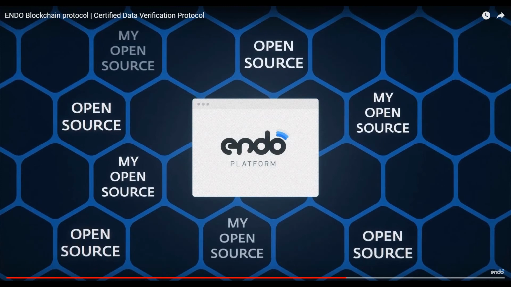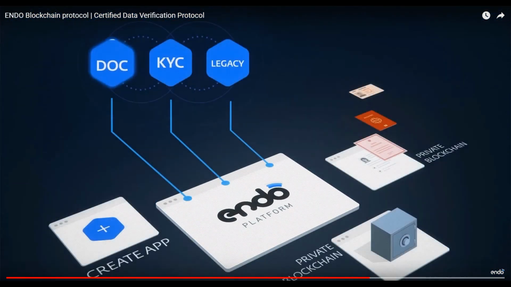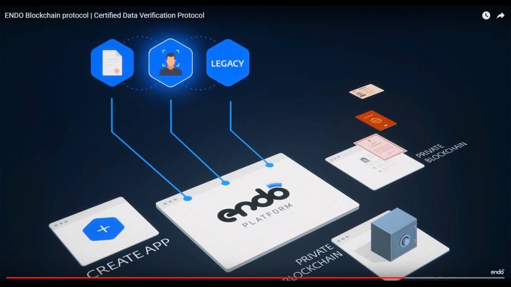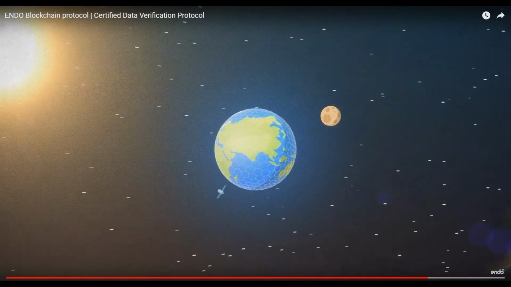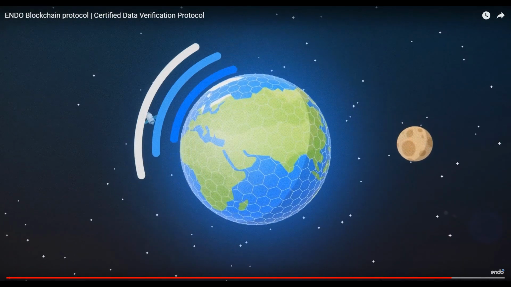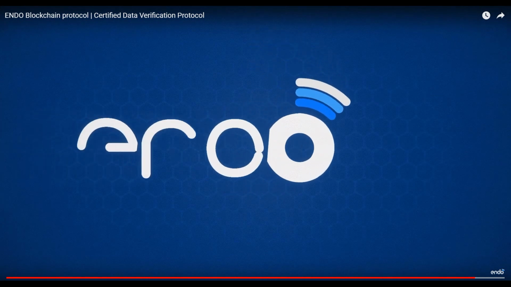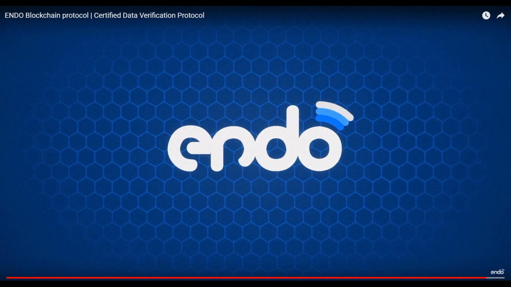Based on flexible protocol architecture, we implement end-user services: document management in Endo Documents, identity verification in Endo KYC, value verification in Endo Legacy. Endo erases boundaries, is accessible to all, and protects your data. We invite you to join the future, presenting tomorrow's answers today.